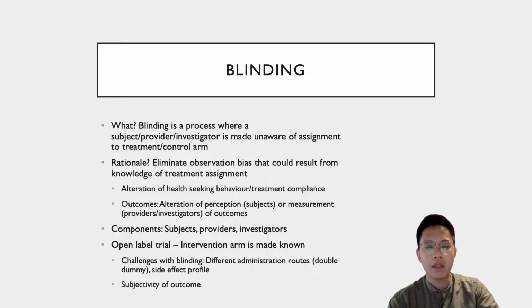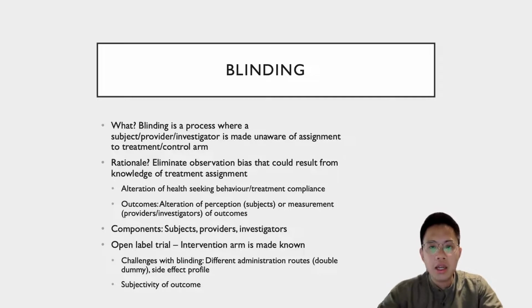So for example, when the treatment and the control involve medication given via different routes, or it may involve surgery. But while there are methods to actually blind, for example, using a double dummy method or doing sham surgery, sometimes because of these challenges, open label trials are instead performed. And in these instances, the limitations of the study would be some of the biases that may result.